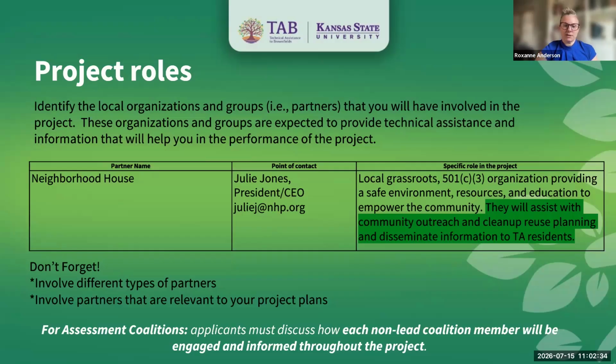Look at the example on the table that I put here, because we identify the partner, provide a point of contact, and then describe their specific role. This makes the involvement very tangible for the reviewer. And remember, project involvement and project roles are related, but they're not the same criterion. So one asks who is involved, the other asks what will they do.